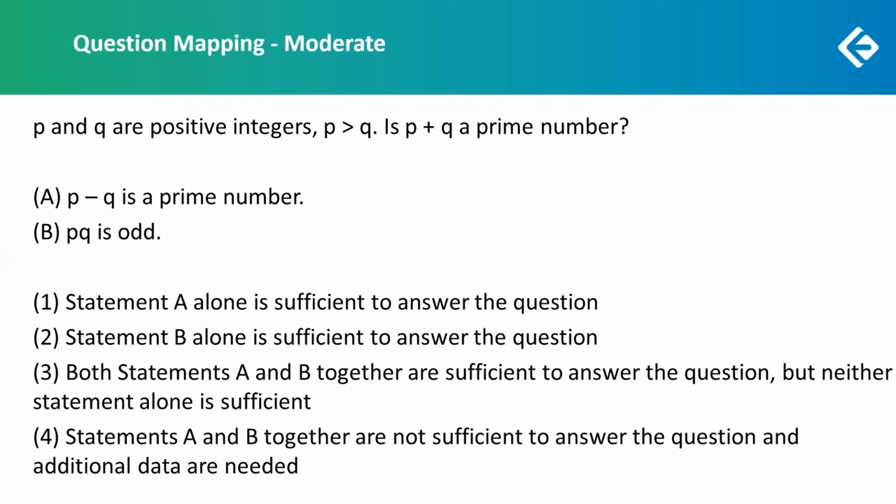But from the second statement that P into Q is odd, we could have seen that if P into Q is odd, that means both P and Q are odd. And if P is greater than Q, then it has to be true that P plus Q is not a prime number, because then it will be an even number that is greater than 2. So statement B alone was sufficient to answer this question.